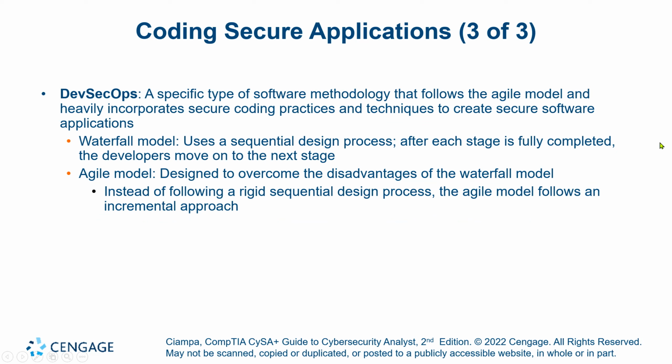Then you have DevSecOps, a specific type of software methodology that follows the Agile model, and you'll hear that a lot, the Agile model, and heavily incorporates secure coding practices and techniques to create secure software applications. The Waterfall model uses a sequentially designed process. After each stage is fully completed, the developers move on to the next stage. Then the Agile model is designed to overcome the disadvantage of the Waterfall model. Instead of following a rigid sequential design process, the Agile model follows an incremental approach.